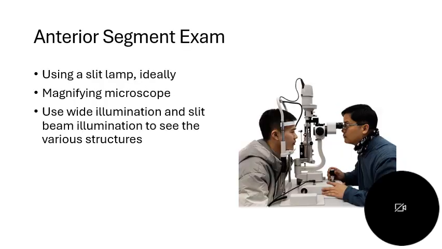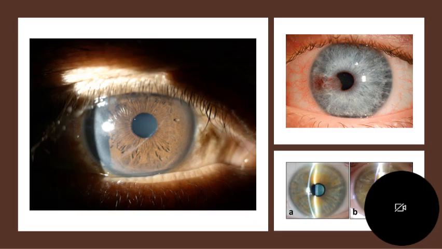The next exam is the anterior segment exam. Ideally, this takes place using a specialized instrument you see on the right called a slit lamp, which is essentially a large microscope that has the ability to manipulate a beam of light to make it bigger or smaller in order to be able to see the various structures of the eye. The slit lamp is an essential tool for an ophthalmologist to be able to examine the eye.